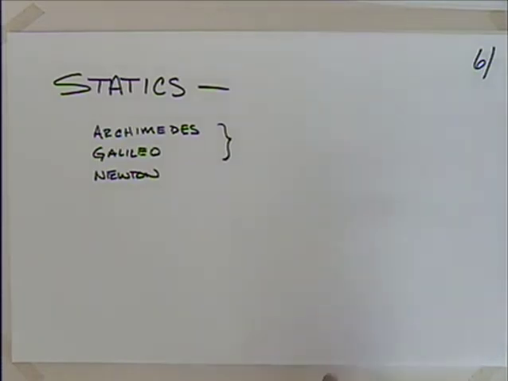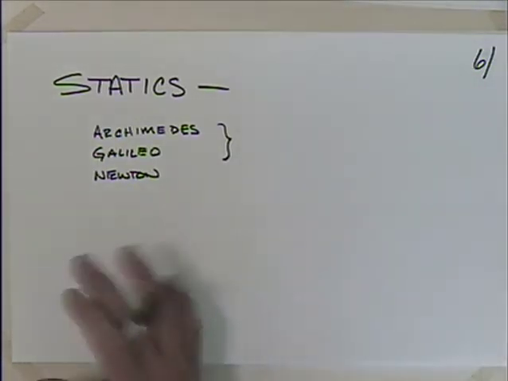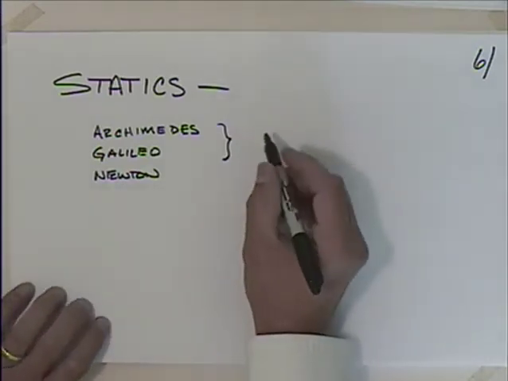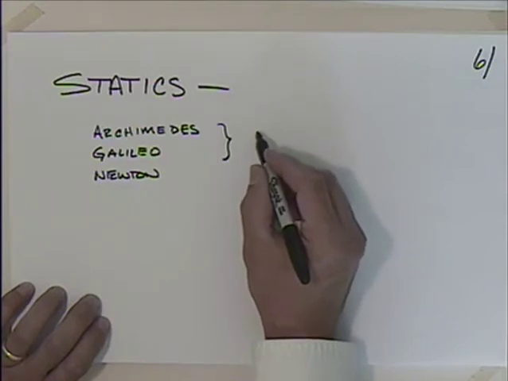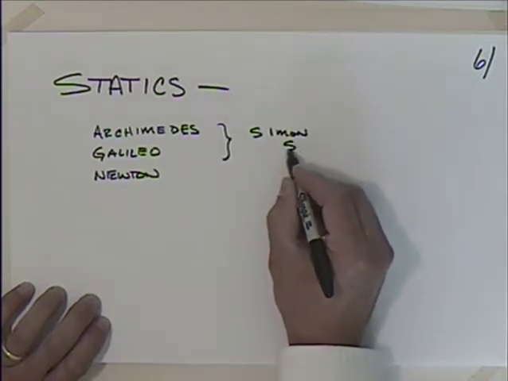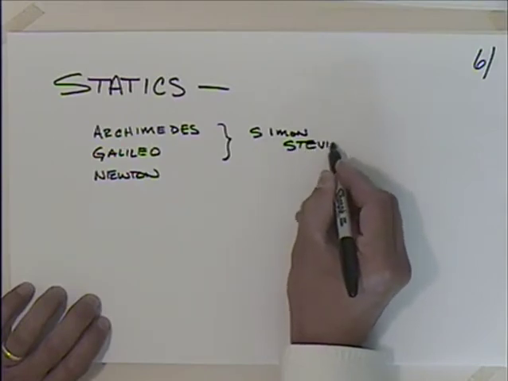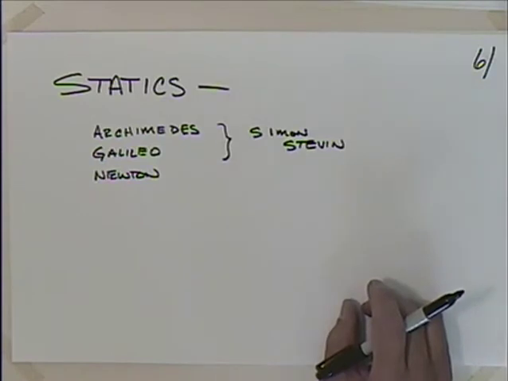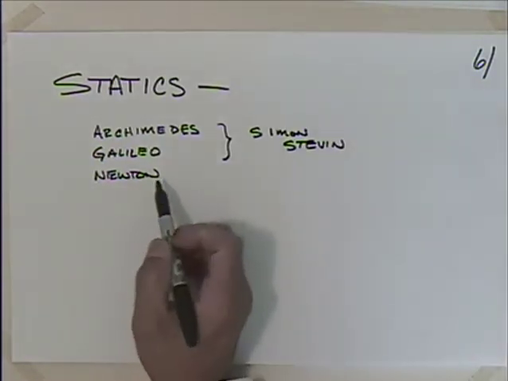And if we wanted to say who is the father of statics, he didn't come up with the concepts, but kind of put them together. There was a Flemish physicist and military engineer, Simon Stevin. He was around from the mid 1500s to the early 1600s. So that was actually before Newton.